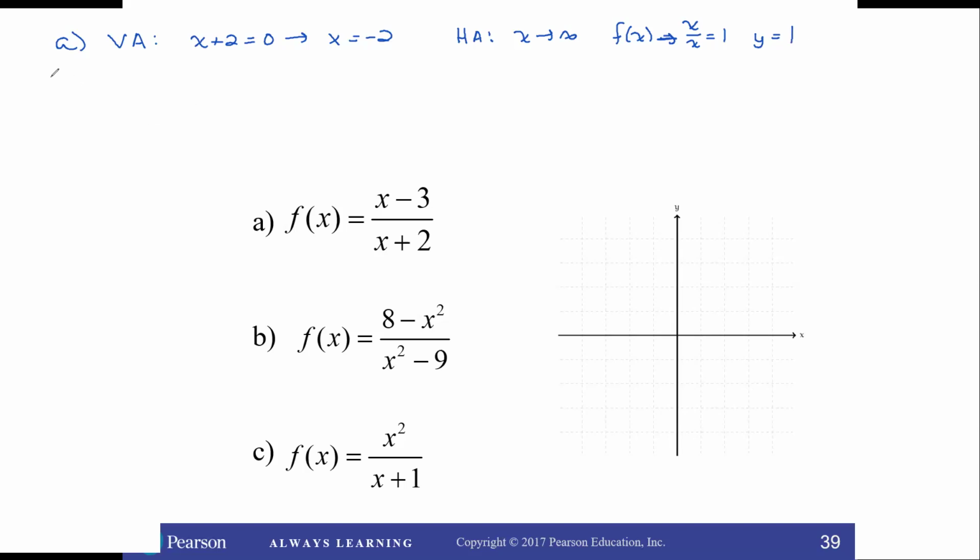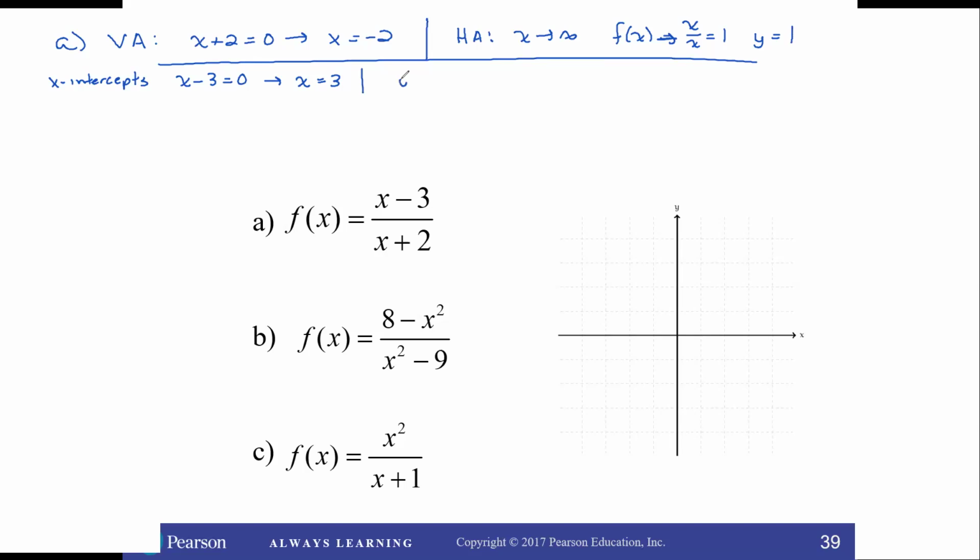If I am looking for x-intercepts, I have to look at where the numerator is equal to 0, which is at x equals 3. I also need a y-intercept. So that is when I set x to 0. So I just need f of 0, which is 0 minus 3 over 0 plus 2. So negative 3/2 or negative 1.5.